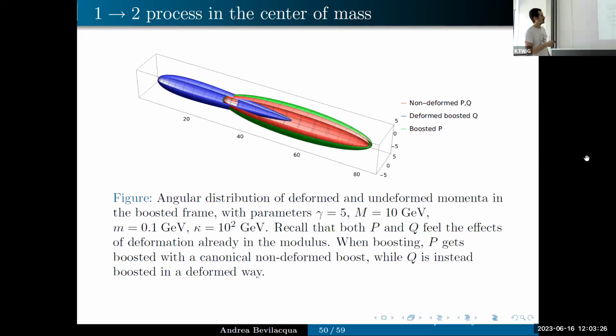Now you can ask what happens to the figure if you switch P and Q, because after all you can. Nothing basically happens, at least nothing visible. You get some small changes in coefficients, but the qualitative effect is exactly the same. And of course here the effect is exaggerated by the fact that you have K equal to 100 GeV, but the qualitative effect is still there.